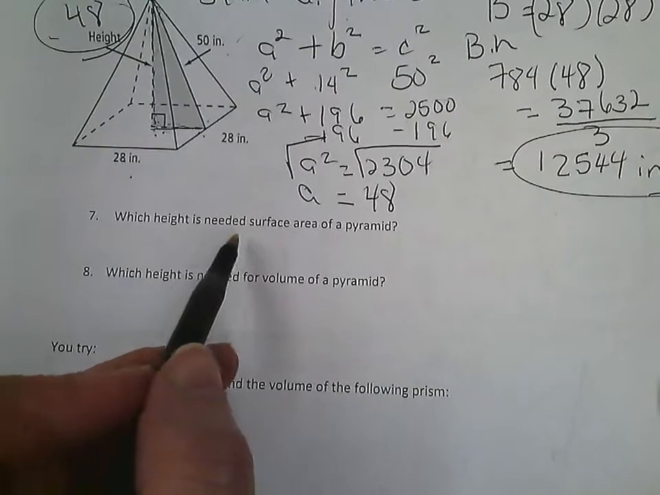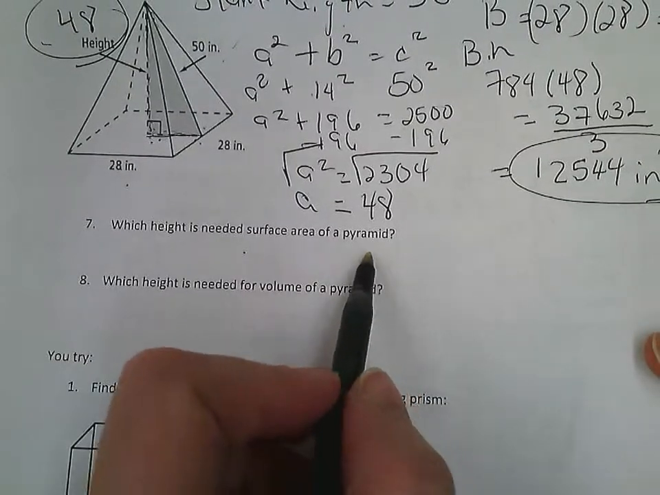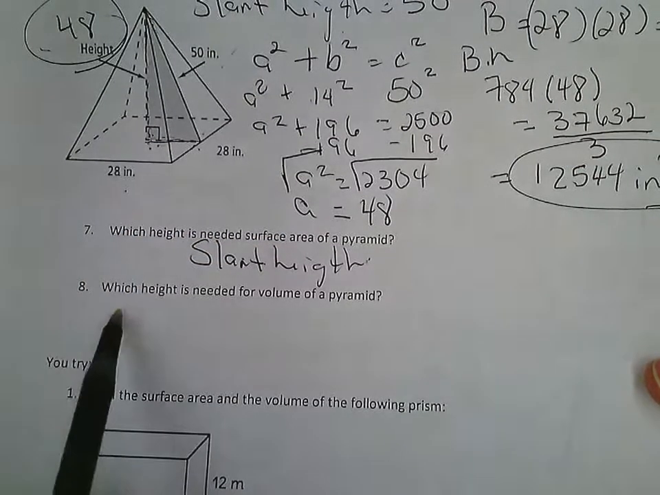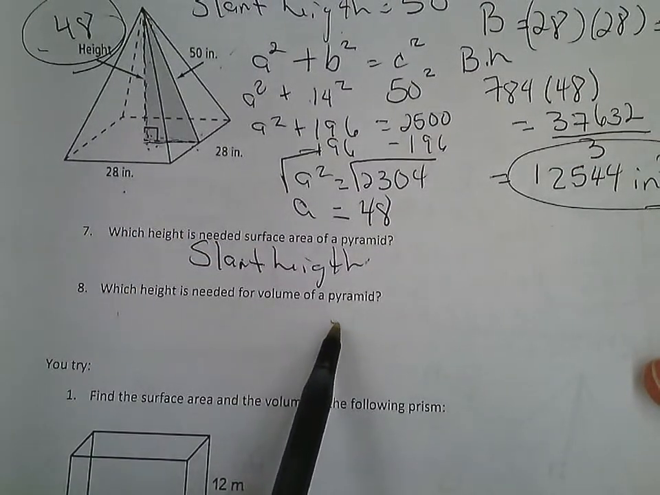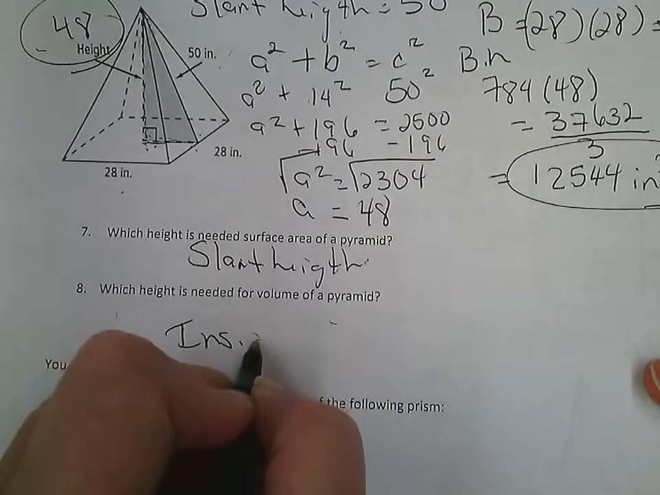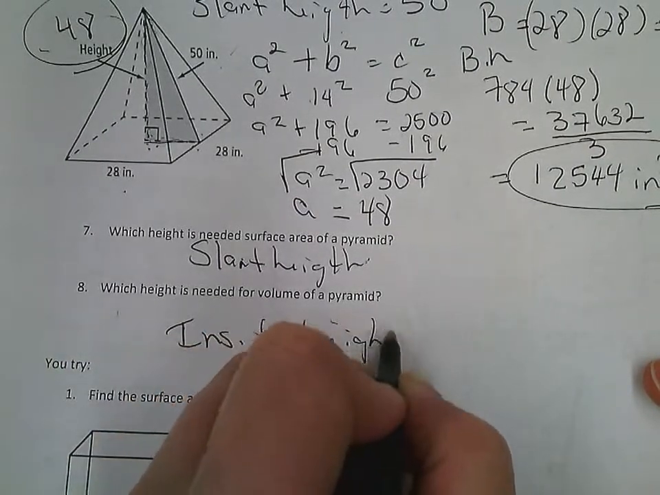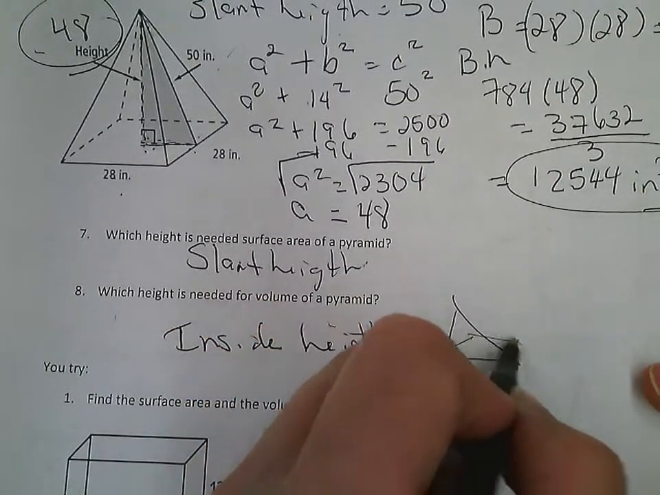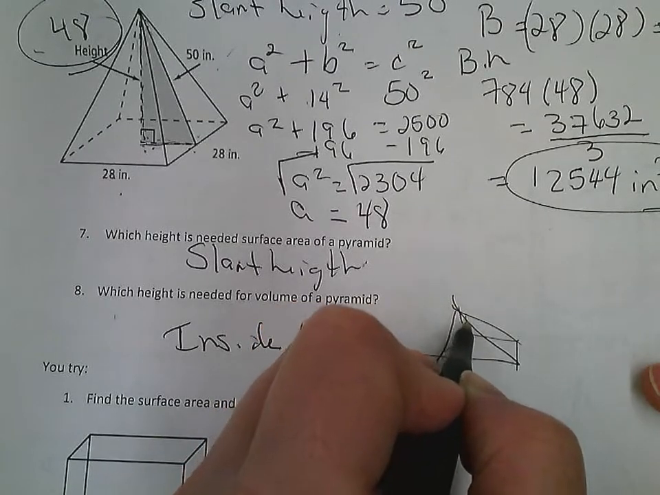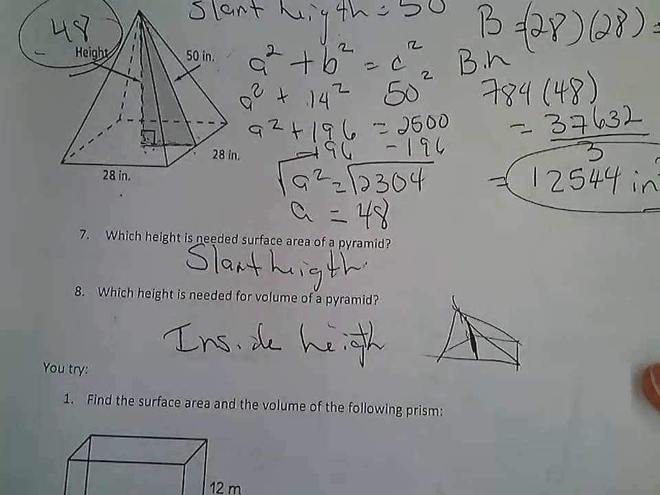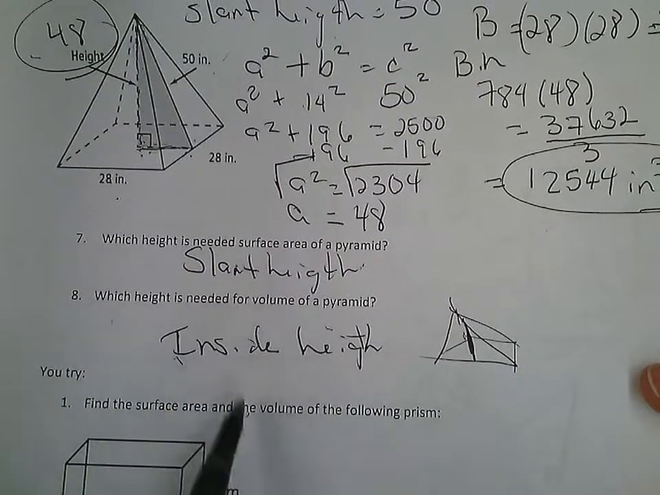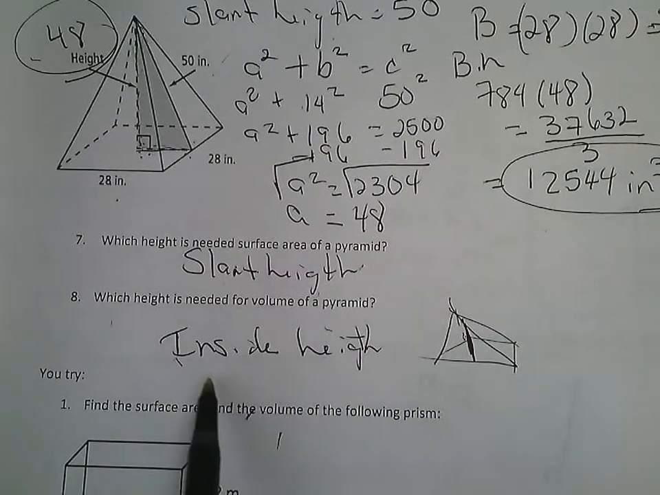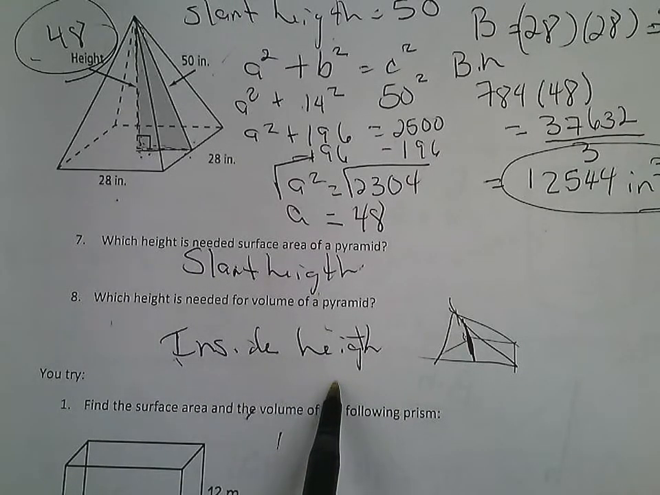Which height is needed for surface area of a pyramid? That's the slant height. Which height is needed for the volume of a pyramid? That's the inside height. The height inside. Okay, so the slant height and the inside height are very different: the surface area needs the slant height, and the volume needs the inside height.